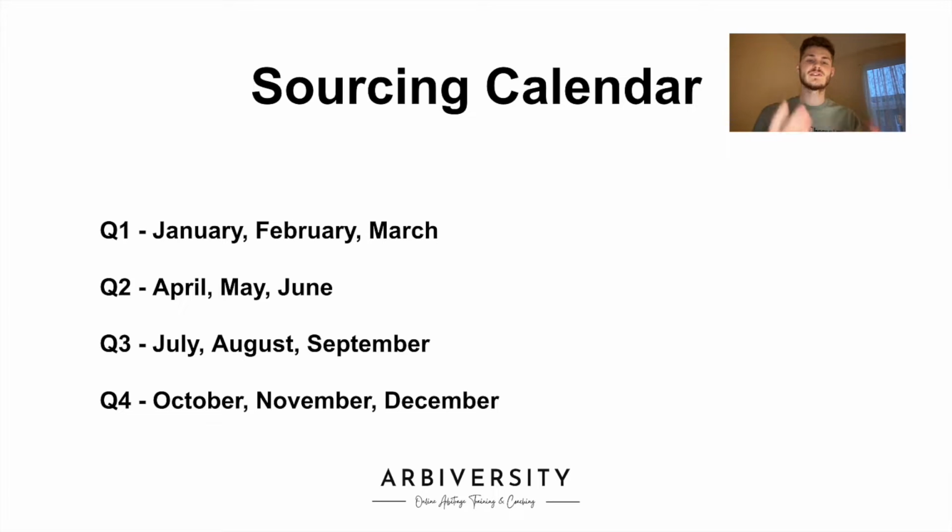I'm going to be talking to you about the sourcing calendar and sourcing events, as well as planning ahead. The business year is split up into four quarters, if you didn't already know this: Q1, 2, 3 and 4. This is how it's split up.